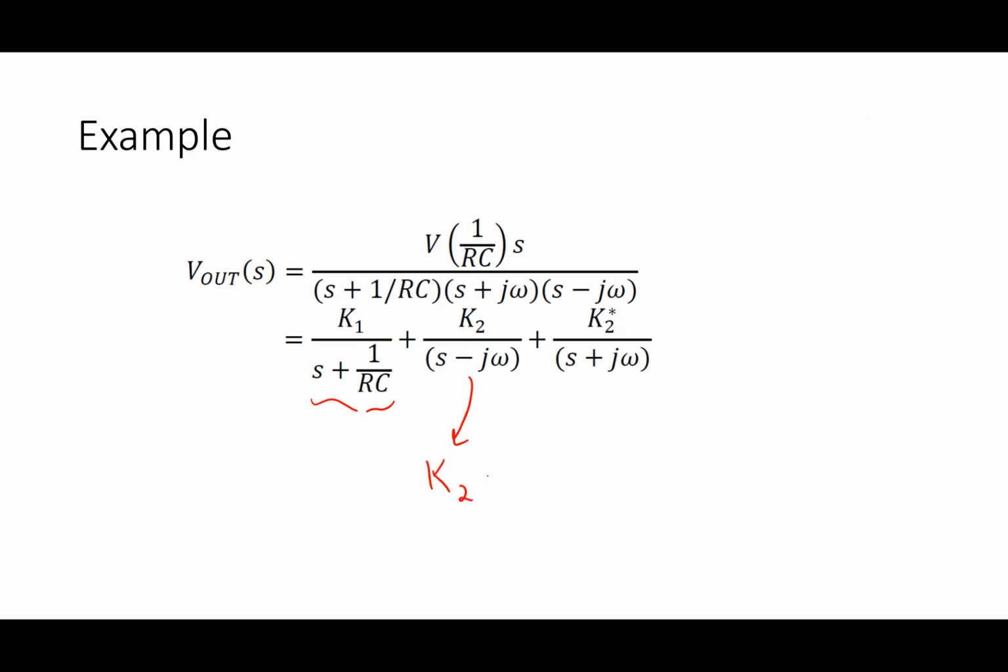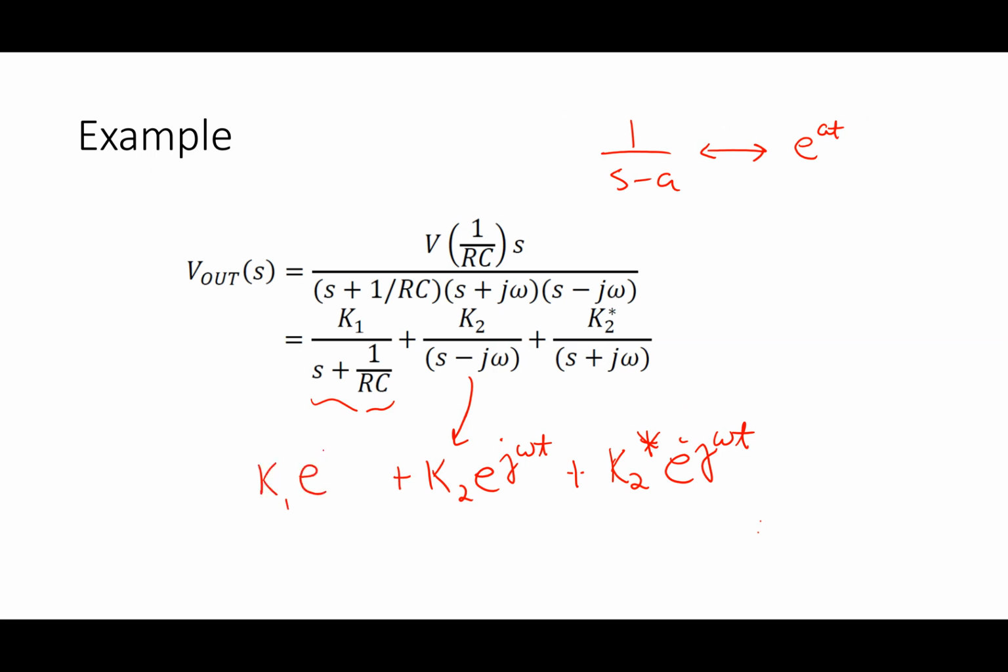I get K2. So what we know is that 1 over s minus a is the Laplace transform of a time domain function, e to the a t. So if I have s minus j omega, that gives me K2 e to the j omega t. The other would be K2 conjugate times e to the negative j omega t. And I'll add the transient in here too, e to the negative t over RC.